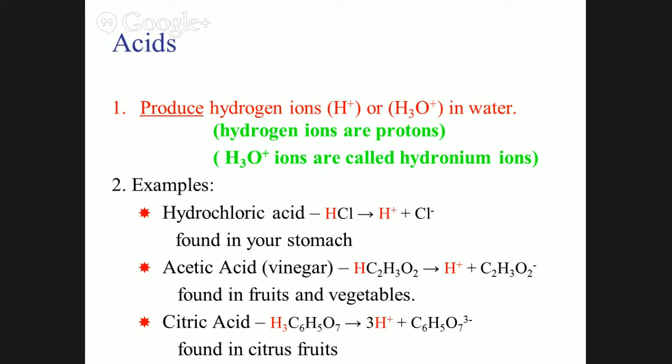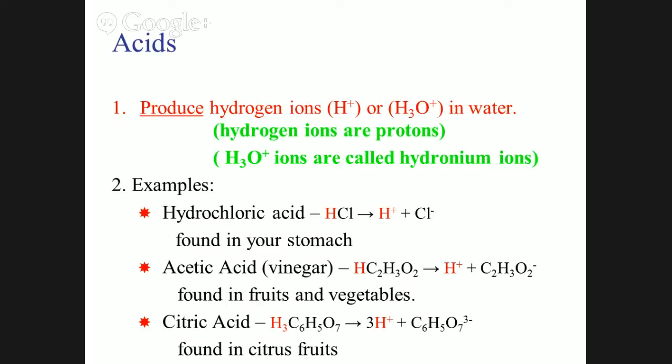Okay, we're going to go over acids and bases. That's our next unit. So we'll start off with some definitions. First, acids. Acids produce hydrogen ions, which can be in the form of H plus ions or H3O plus ions, which is basically an H2O molecule, a water molecule with an extra hydrogen. Hydrogen ions are protons. Basically, they have lost the one electron, and so they are protons. We call H3O plus ions hydronium ions.